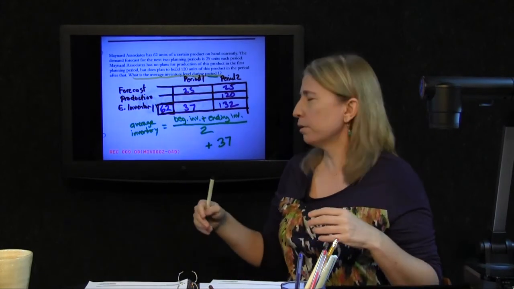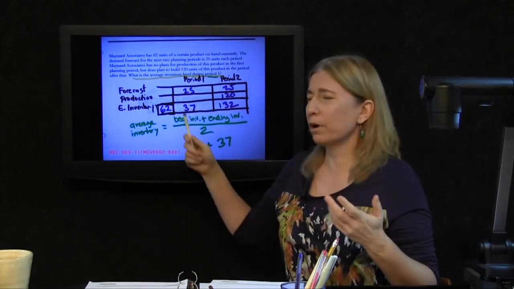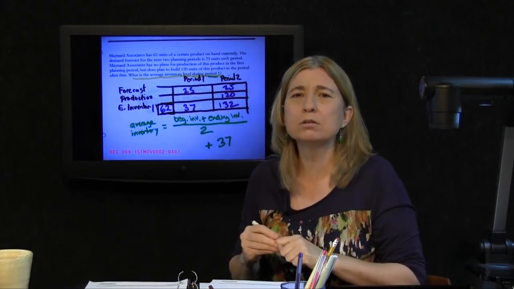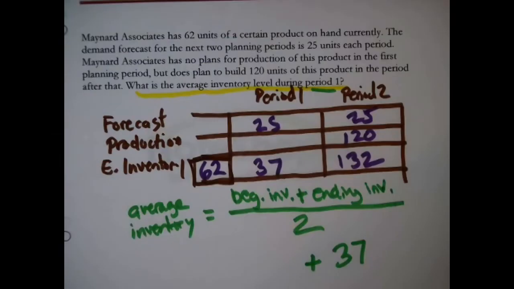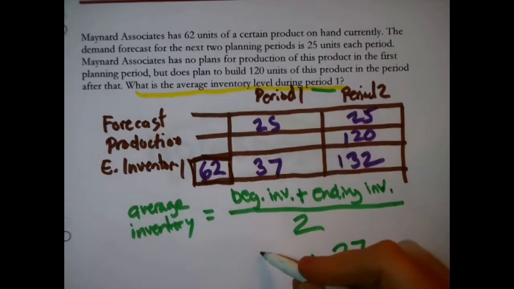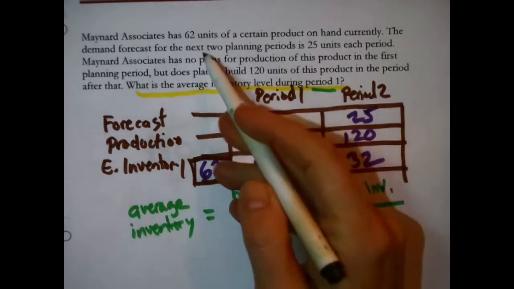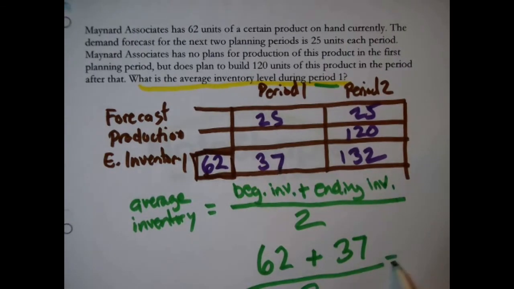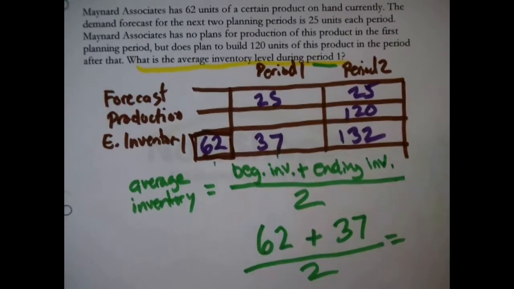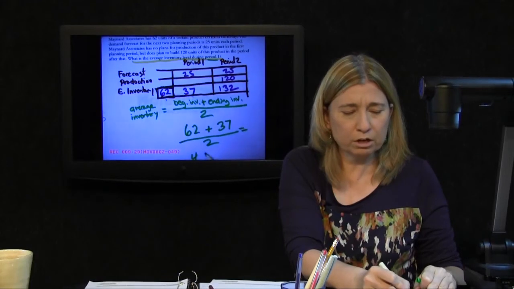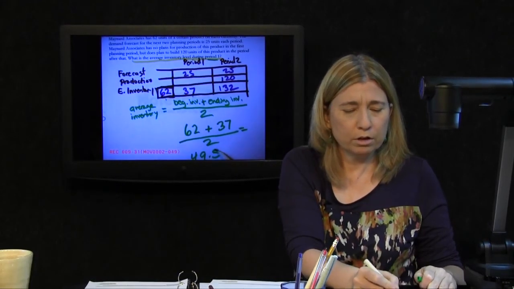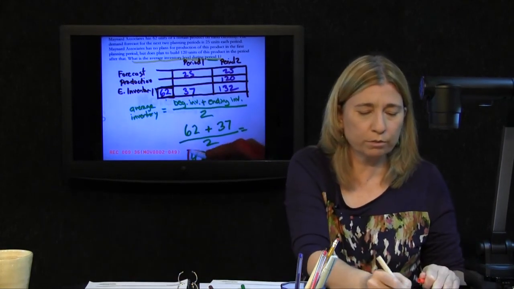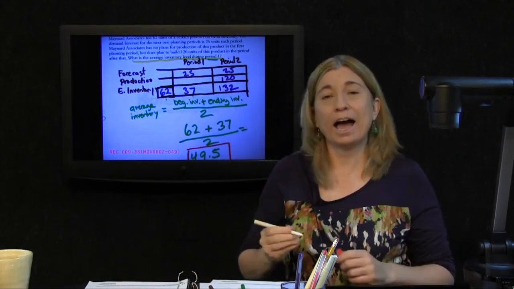So in the case of period 1, I just want to back up, and that's where I back up into that strange little on-hand inventory right now box. Oh, since we're talking about the first period, what they began with was that fact that they currently have 62 on hand. Those are the 2 numbers that I'm averaging. That one and that one yields, what's that yield? 49.5. The average inventory for period 1 is 49.5 units.